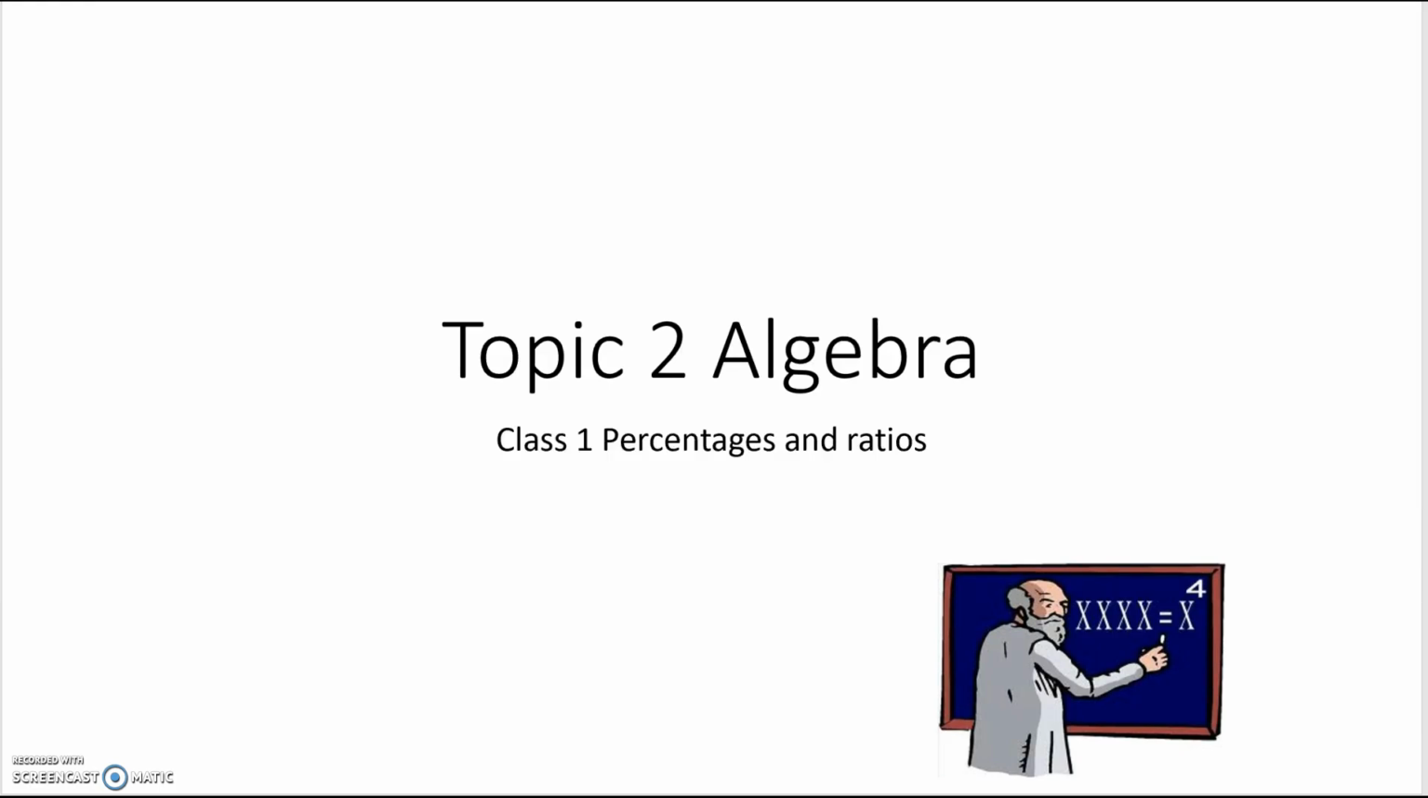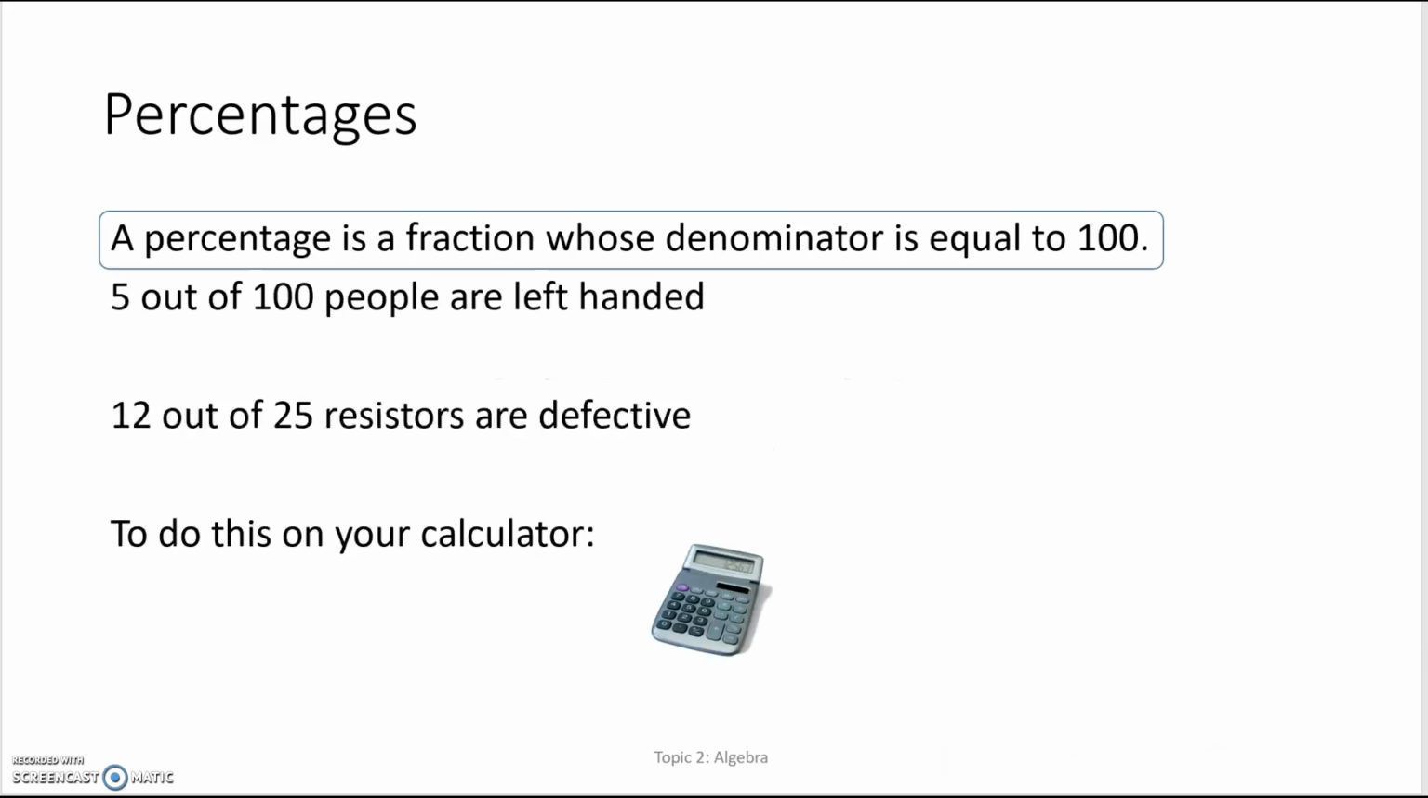Topic 2, where we're starting to look at algebra. Class 1 looks at percentages and ratios. Now, a percentage is just a fraction whose denominator is 100. So if we're talking about, say, 5 out of 100 people are left-handed, then what we really mean is 5 out of 100 are left-handed, which we could write as 5%, because cent is just the Latin root for 100.